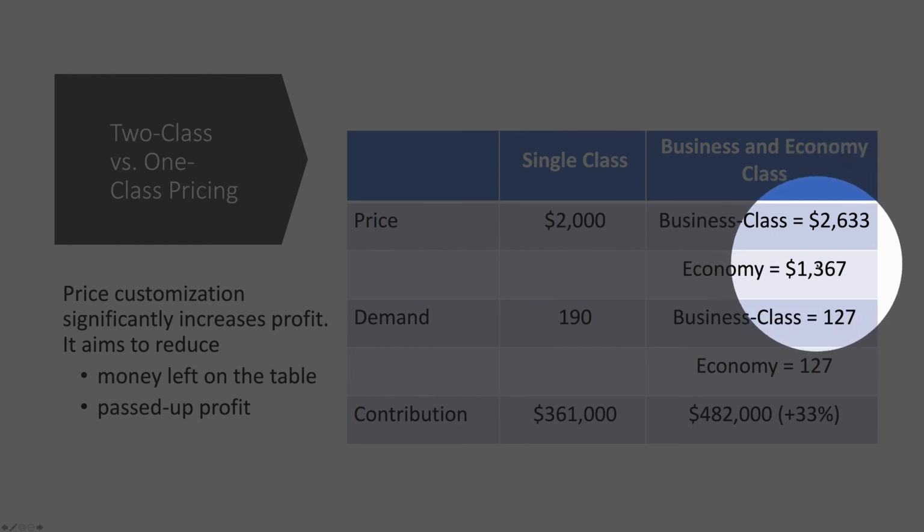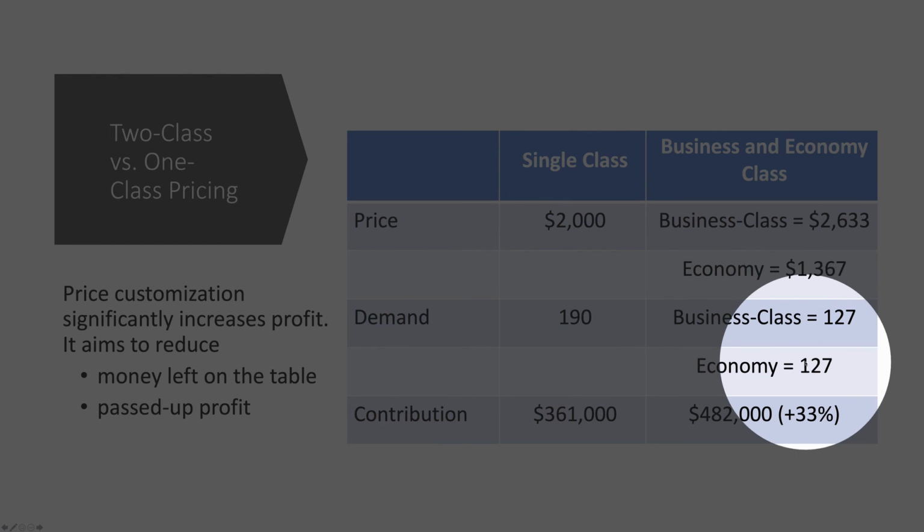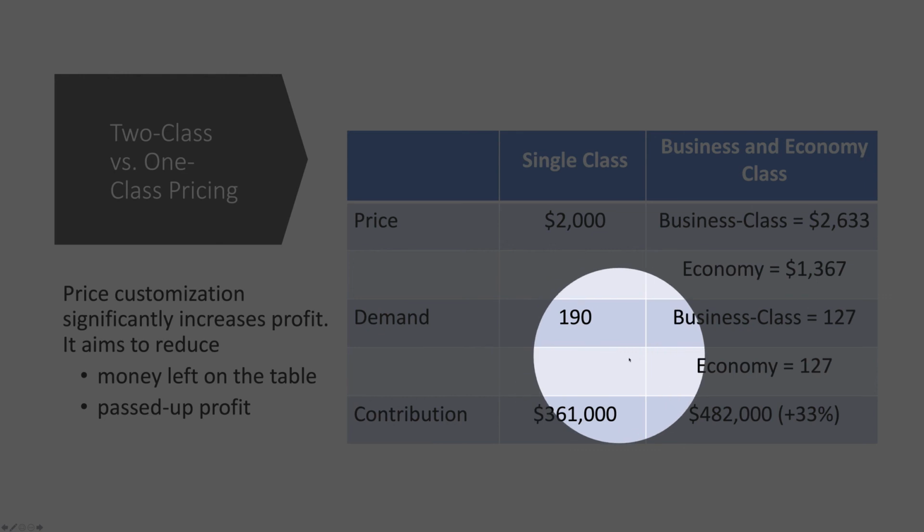For two different classes, business and economy class, we have two different optimal prices at $2,633 and $1,367. And we sell 127 tickets for each class. And the total number of tickets sold is 254. So 254 versus 190. So you actually sell more tickets.